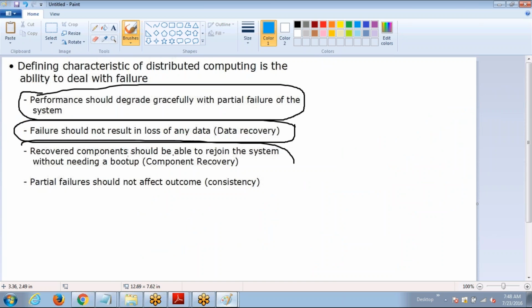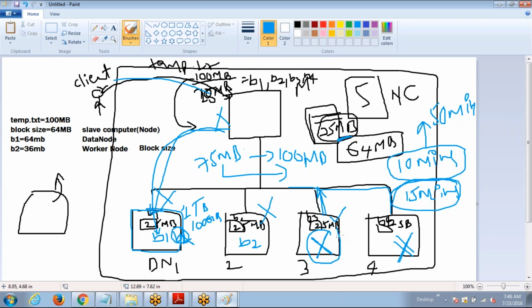Okay, so that is what I mean here. The recovery component should be able to rejoin. That's the meaning here. Partial failure should not affect the outcome. That's what we have discussed already.